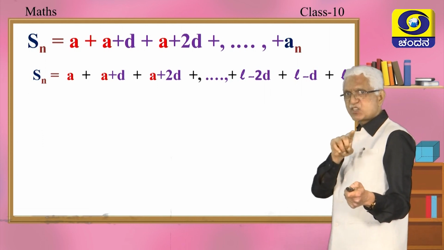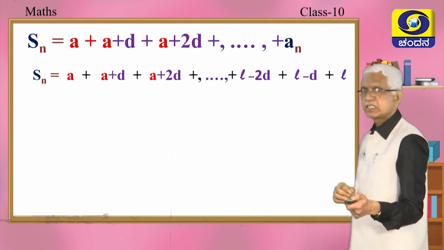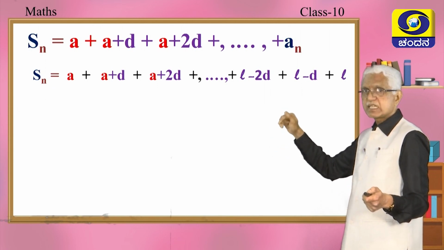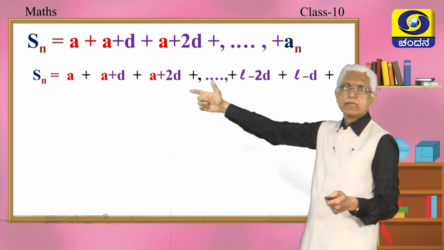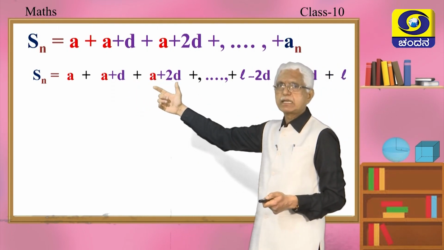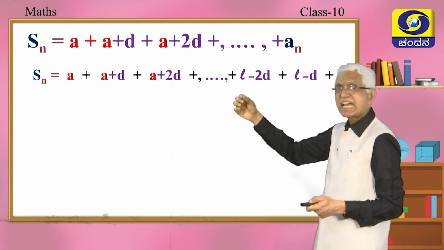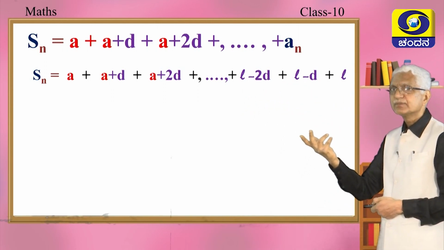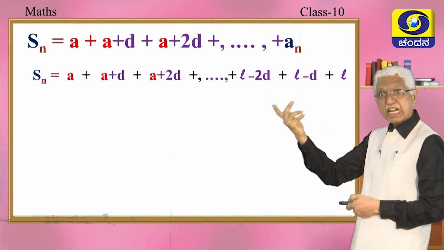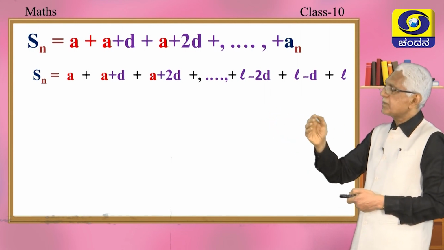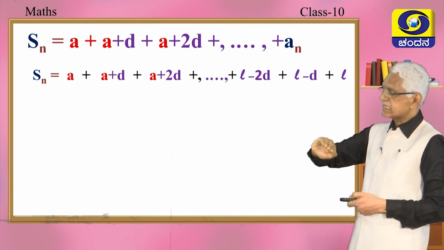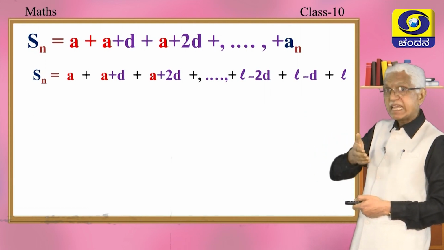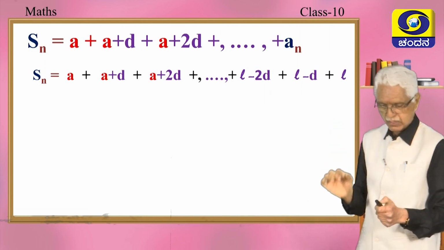The same Sn can be written as the first term A, plus the second term A plus D, the third term A plus 2D, and so on. What is the last term, my dear children? L, correct. L is the last term. Previous term L minus the common difference, L minus D. One more term preceding to that, L minus 2D, correct? Okay, that's good.